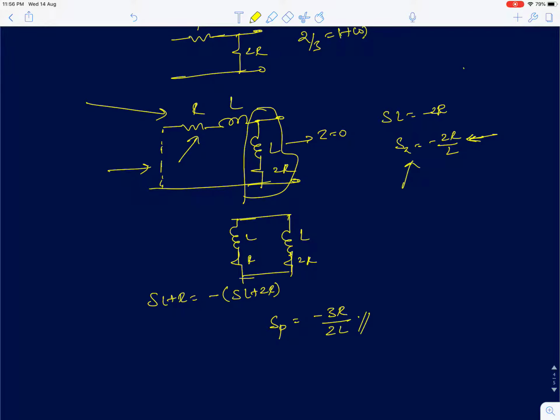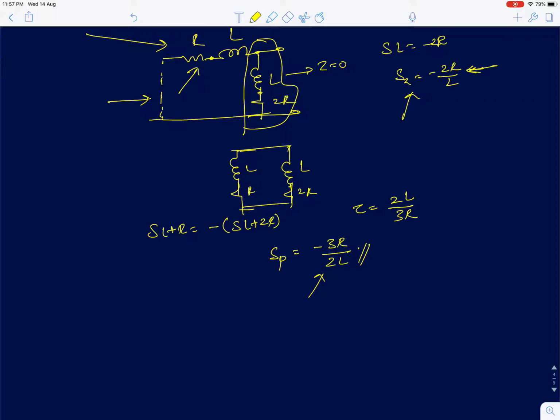As I said, the effective inductance here is 2L, and the resistance seen by the effective inductance 2L is simply 3R. So the pole is going to be 3R by 2L, or the time constant in this case is going to be 2L by 3R. From this I can very easily write the transfer function, which is going to be H(0) times 1 plus SL by 2R for the zero, and the pole is going to be 1 plus S into 2L by 3R.